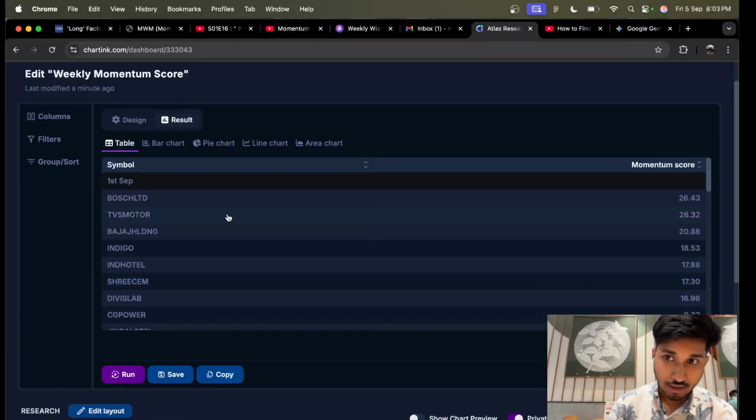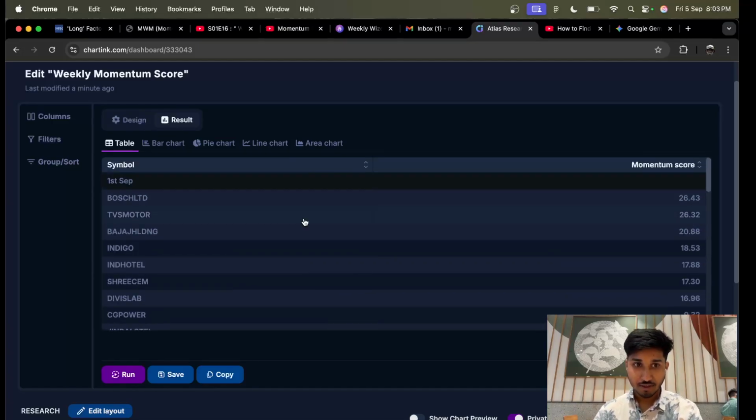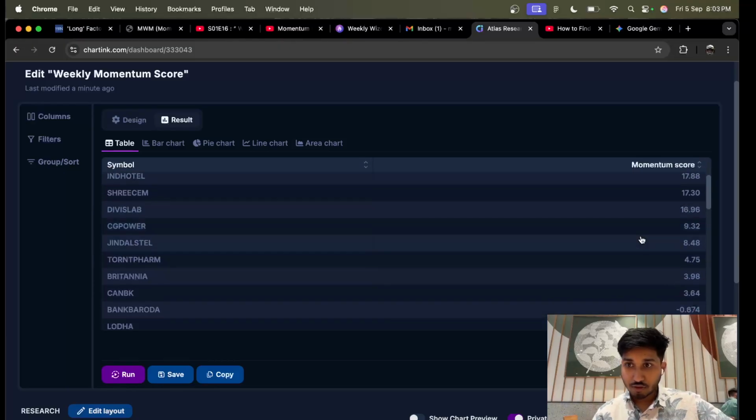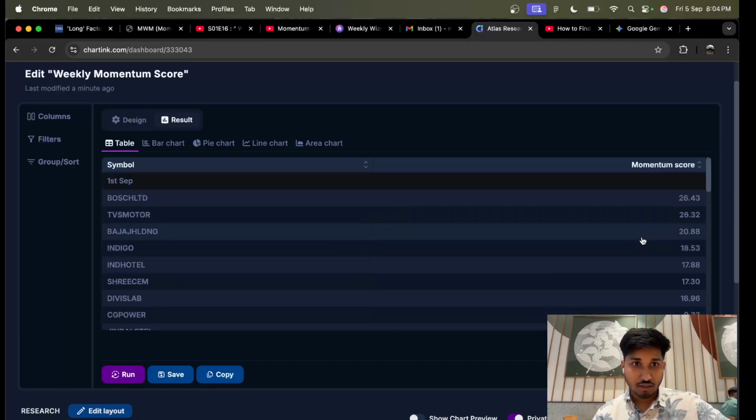Here we have the score for all the stocks in the Nifty Next 50 index. Bosch is the highest within the last 12 months. It has a rate of change of 26%. TVS Motor is up next, close to 26 again. So you get the momentum score for each of these stocks here.